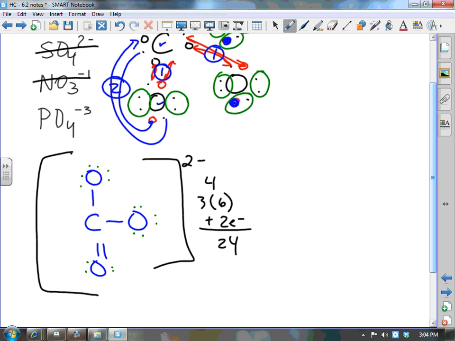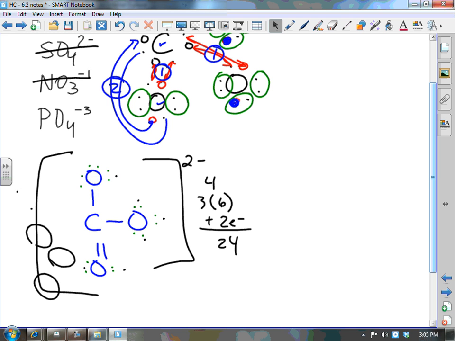So let's count. Around the oxygens we've got 2, 4, 6, 8, 10, 12, 14, 16. So 16 electrons not being shared. Then we've got our single bonds, 18, 20, 22, 24. So we've still got 24 electrons. That's good. Now, let's make sure every atom has 8. So it's still kind of a mess here, but let's move these out of the way.